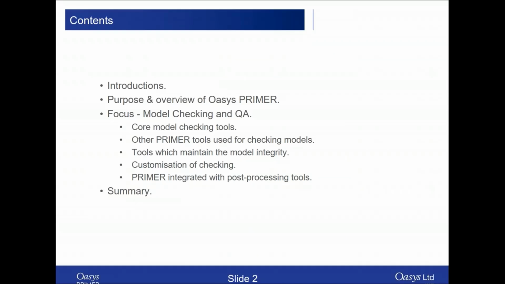So I'll talk about some core model checking tools. I'll talk about some other PRIMER tools that can be used for checking models. I'll talk about tools which maintain the model integrity. And towards the end, I'll talk about customization of checking. And finally, I'll talk about integrating PRIMER with some of the post-processing tools that help to aid checking your models.